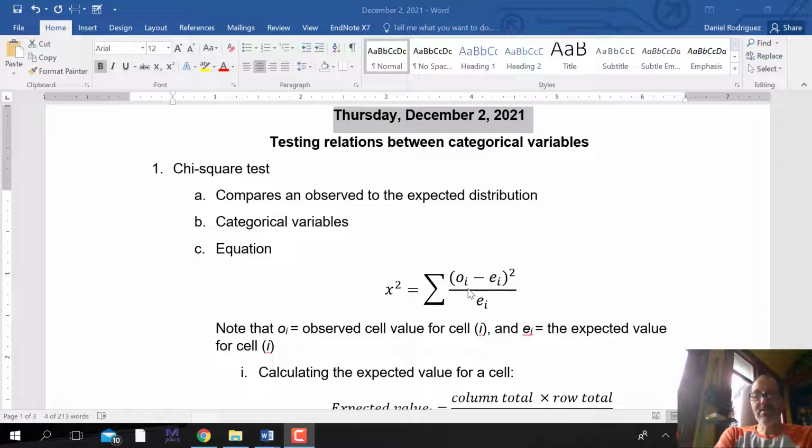So it's the observed value for each cell, where there are, let's say, n different cells, and we'll let i equal a cell. So if there's 4 cells, i can go from 1 through 4. So it's the observed value for that cell minus the expected value of that cell, squared, divided by the expected value of that cell.